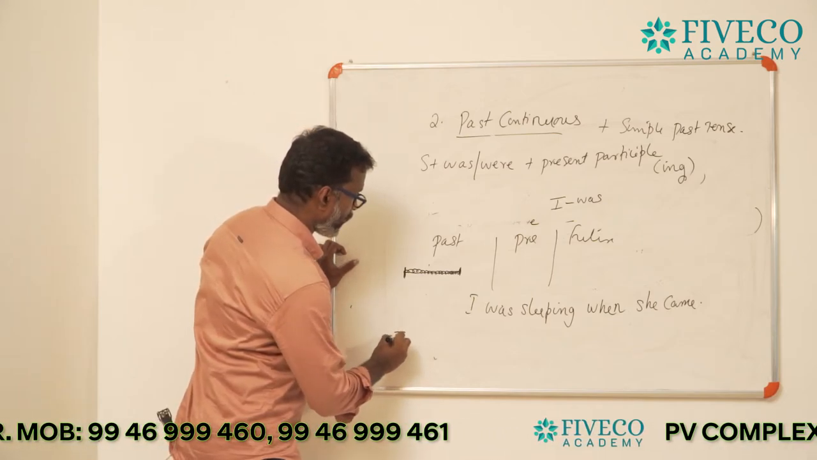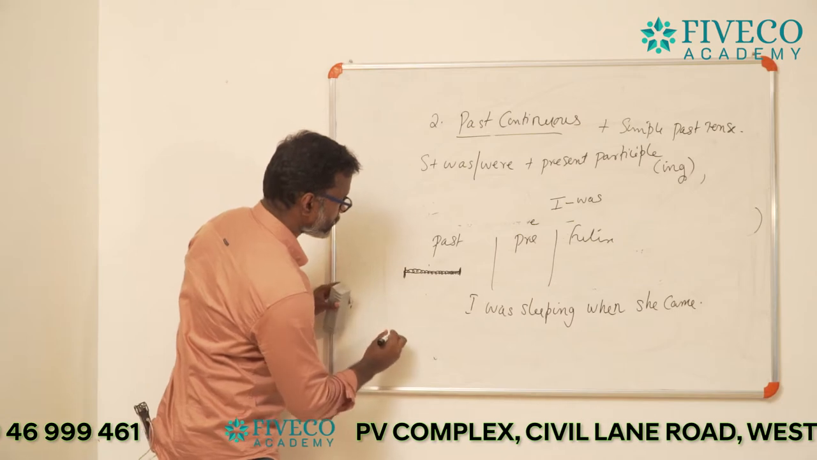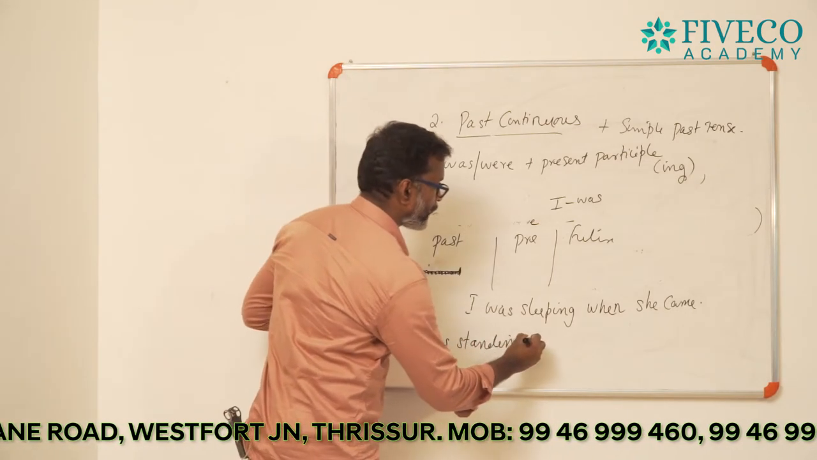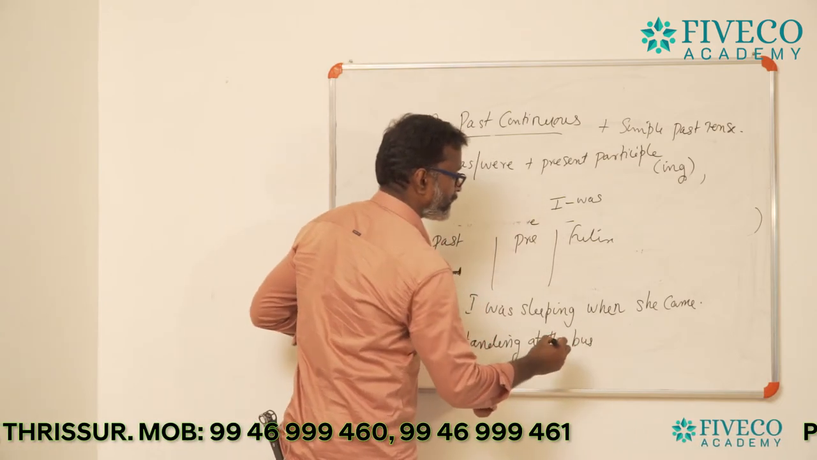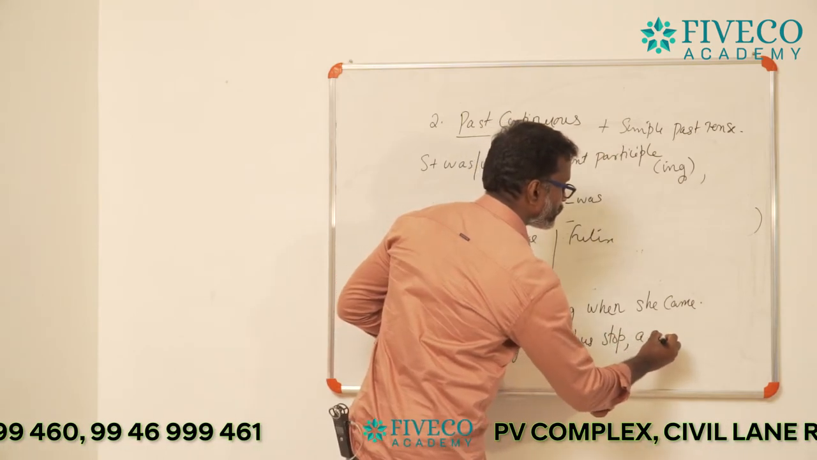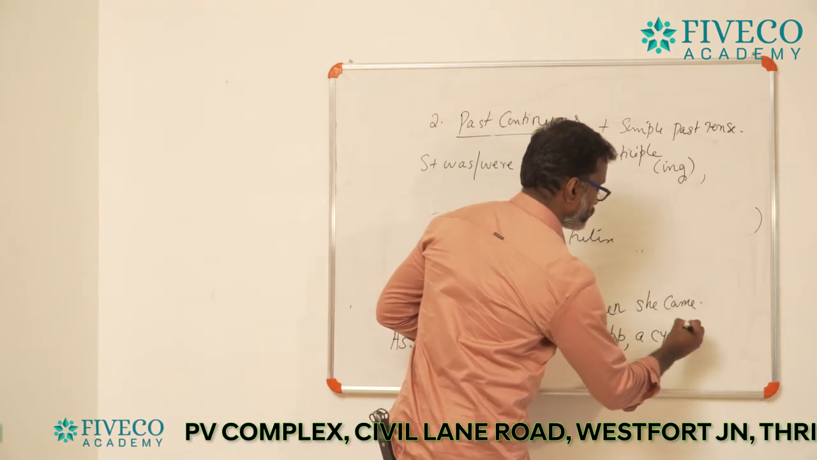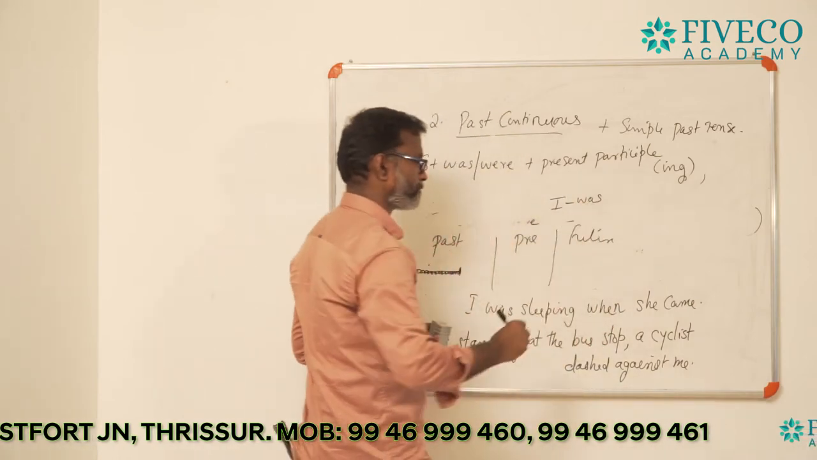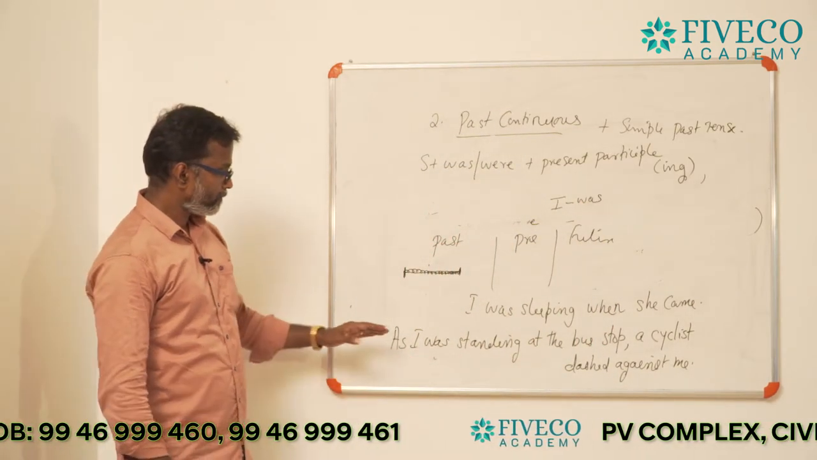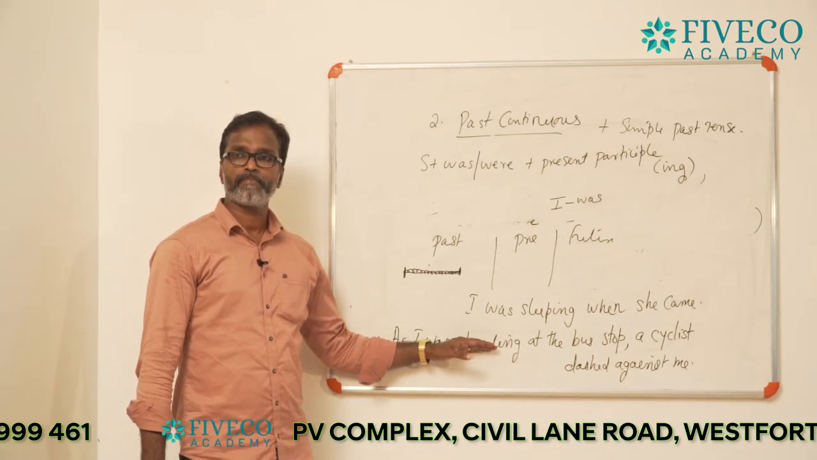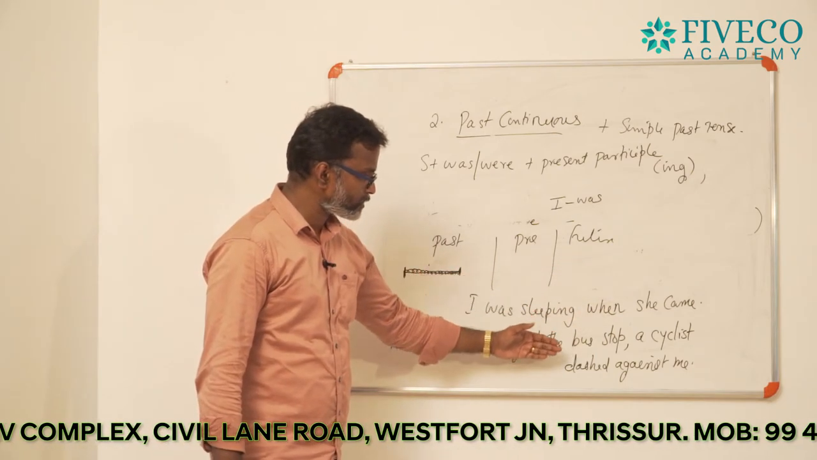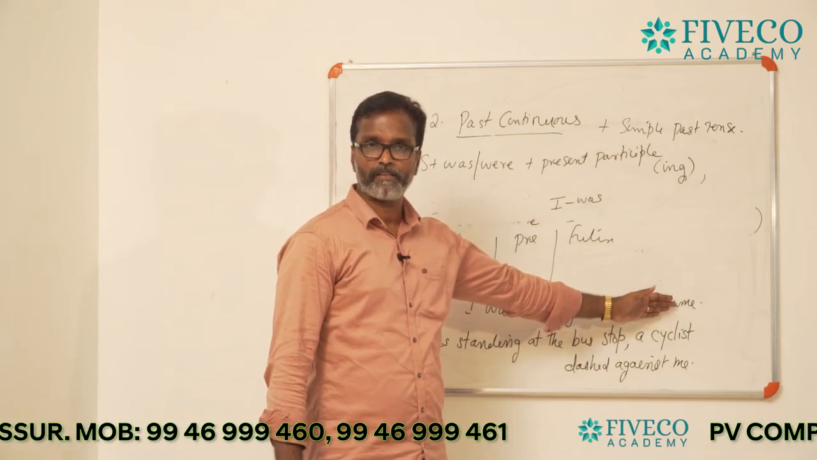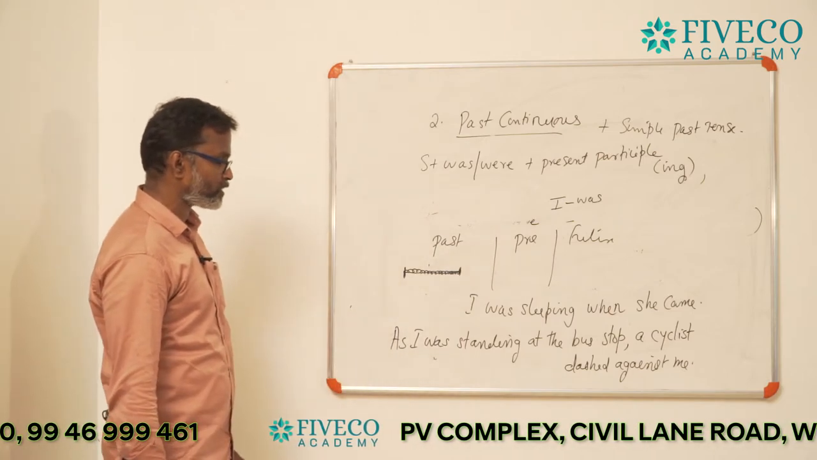And one more example. As I was standing at the bus stop, a cyclist dashed against me. I wrote two sentences here. The second sentence is written in simple past tense: subject plus second form of the verb. We wrote the second sentence, a cyclist dashed against me. That is the simple past.